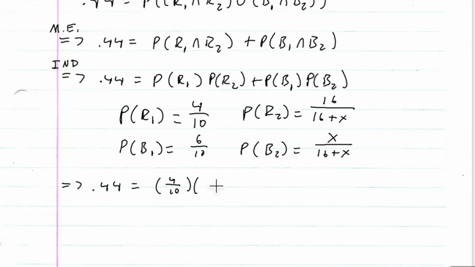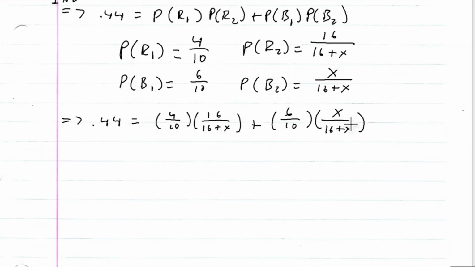So now this gives me that 0.44 is equal to 4 out of 10 times 16 over 16 plus x plus 6 out of 10 times x over 16 plus x. Okay. Now I have a common denominator with these fractions, so I can rewrite this as 0.44 is equal to 4 times 16 over 10 times 16 plus x, and then I could write plus 6x, because these are common denominators. I can combine the numerators, right?